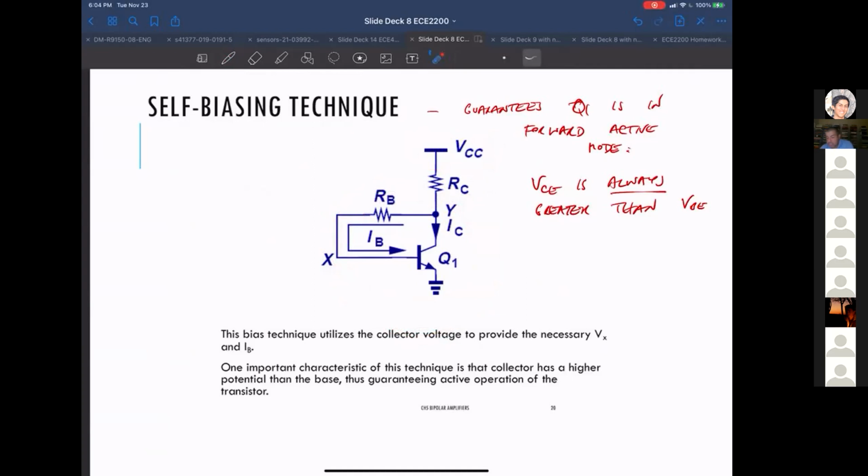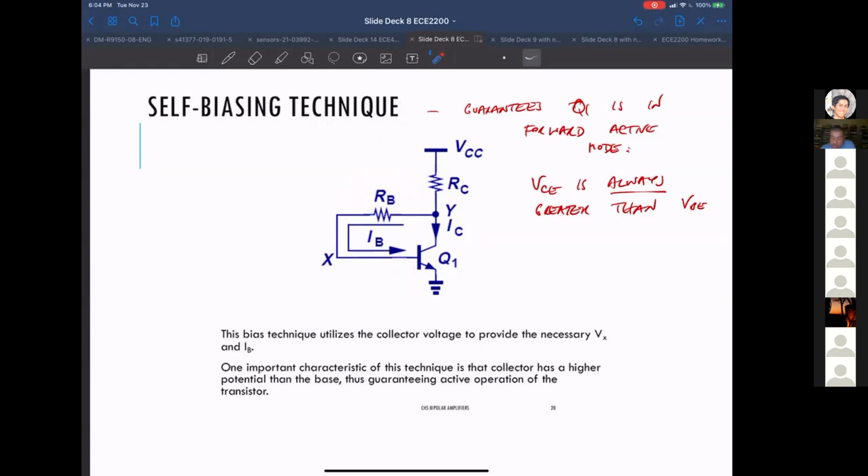Okay, so if I had just a few minutes to get something working, this would be a good way to go about it. Just connect a resistor from Y to X, so from collector to base, with a few caveats. You've got to be a little bit careful. For example, you could turn off the bipolar transistor if Y was so small, and R sub B was large enough, that this VBE dropped too much, right?